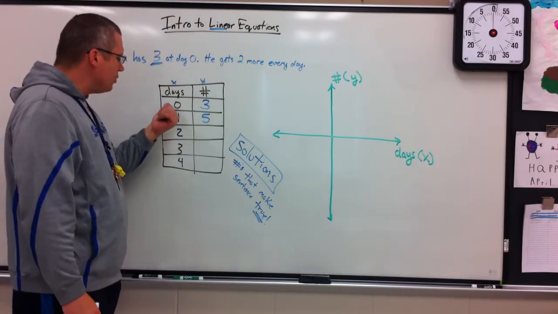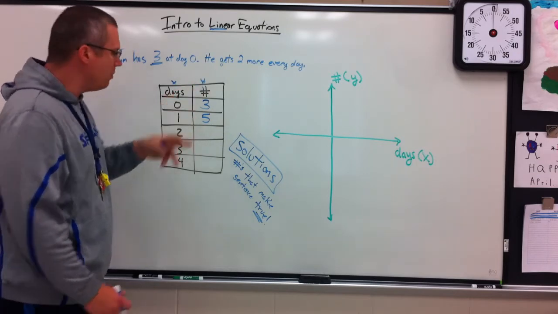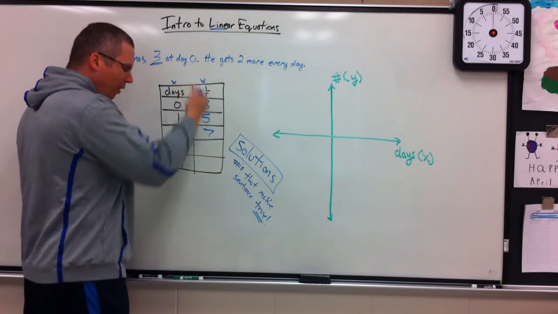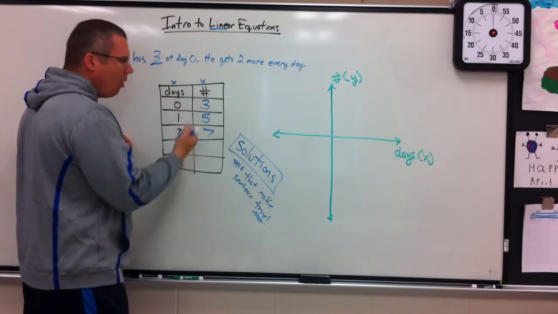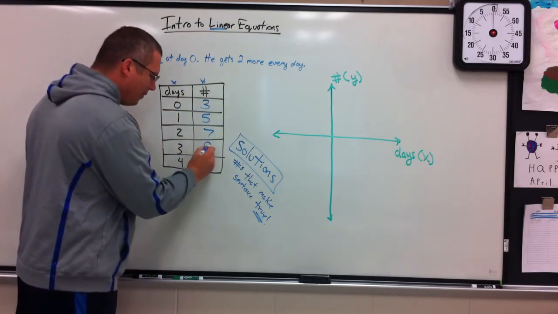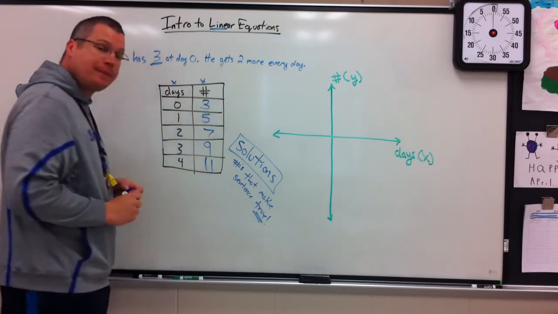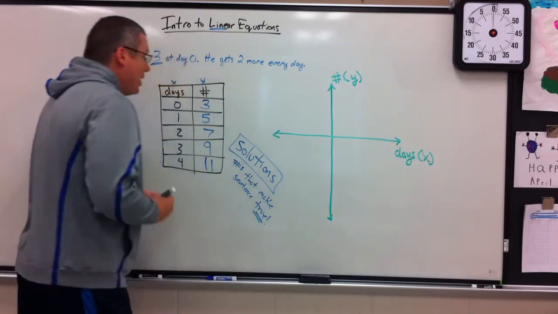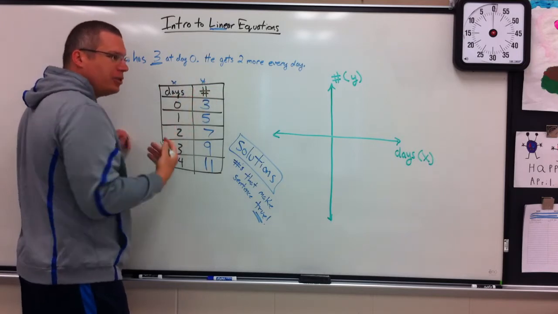All right, let's go back. 0 days, $3. 1 day, $5. On the next day, he got 2 more. So 5 plus 2 is 7. And what you'll notice is a pattern going vertically as well. I could continue my pattern from here, or I could continue to say, okay, on day 2 he had 7, day 3 he should now have 9, or I could go 3, 5, 7, 9, this should now be 11. Okay, halfway there.